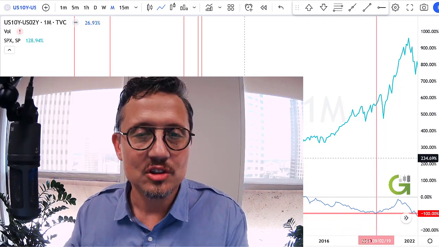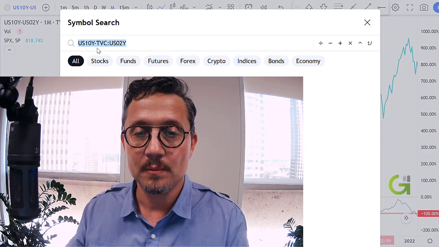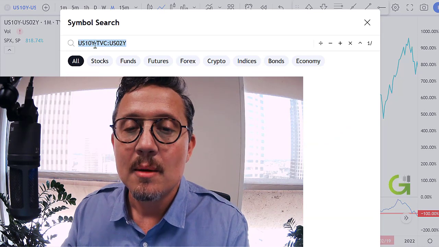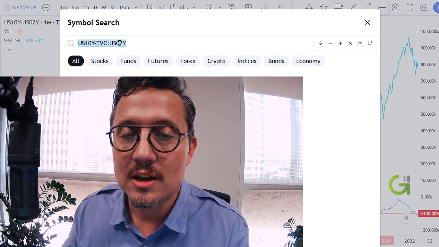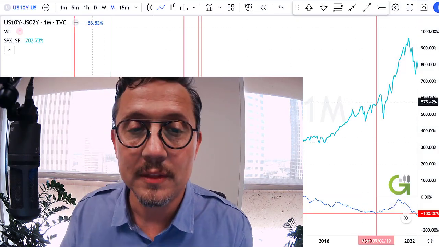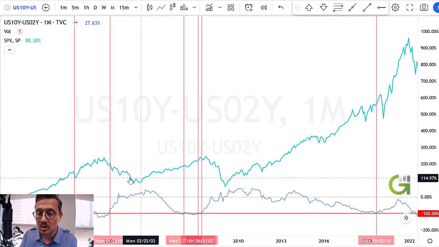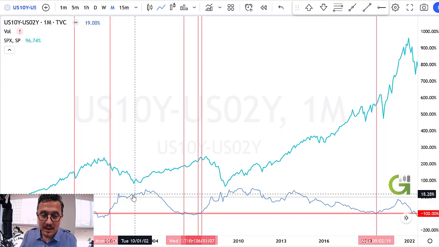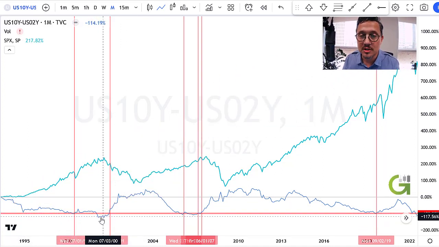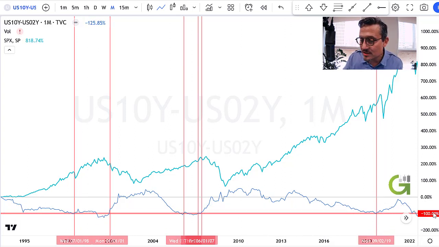What I want to look at here is a chart, and you can do this yourself. If you look at this area right here, if you type in US 10Y minus TVC US 02Y, you will get this chart. And then when you add the SPX to this chart, which is this gray line or blue line. This blue line is the inversion, where it shows the inversion. So it's the 10-year minus the 2-year. The red line coming across is the 0 line. It says 0 up here, but it's the calculated 0, okay?